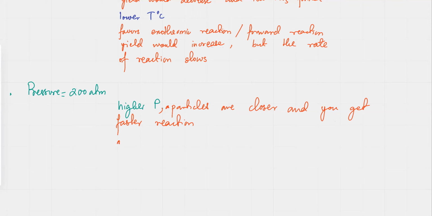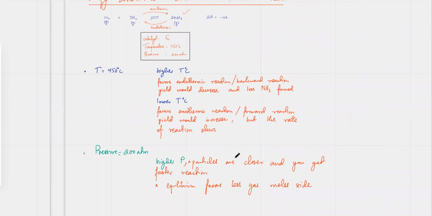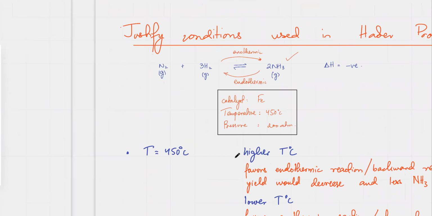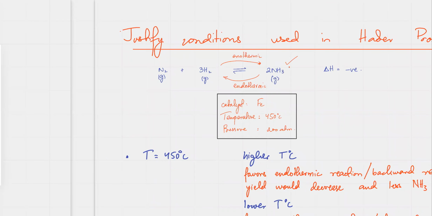Another thing is equilibrium. At higher pressure, equilibrium favors the side with fewer gas moles. So the side with fewer gas moles is going to be favored. Which side is that in this case? It's the forward side. The forward side has fewer gas moles, the backward side is the side with more gas moles, because there are 4 molecules on one side and 2 molecules on the other. So if the reaction goes forward, the side with fewer gas moles is favored.